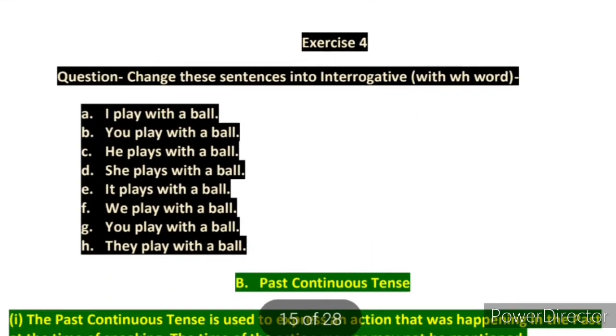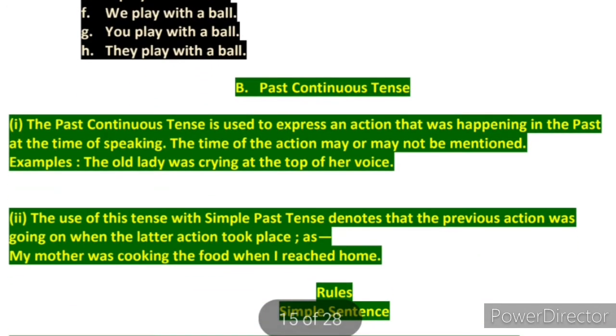So here are some exercises, some sentences. I play with the ball. When did I play with the ball? Next, you play with the ball. Where did you play with the ball? He plays with the ball. How did he play with the ball? Question mark. Now next type of tense is past continuous tense.